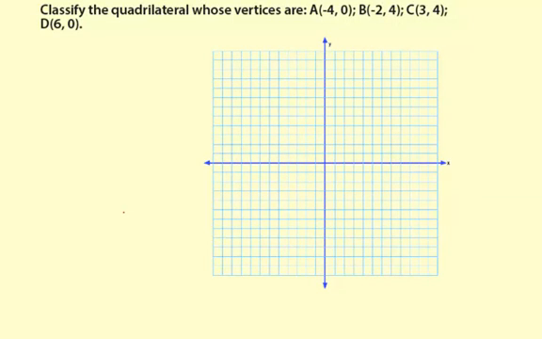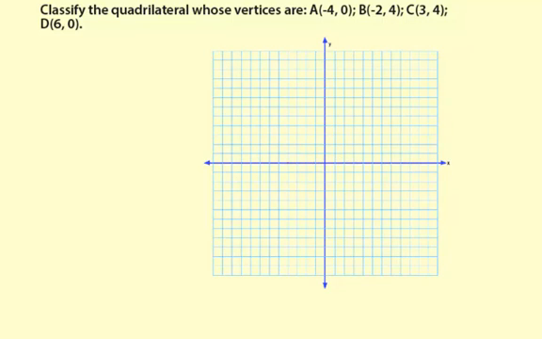Classify the quadrilateral whose vertices are A(-4, 0), B(-2, 4), C(3, 4), and D(6, 0). First step is to plot the points. You want to make sure you have graph paper so you can make a nice graph here. So don't be lazy about that.